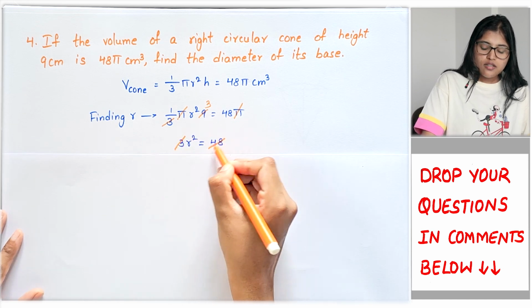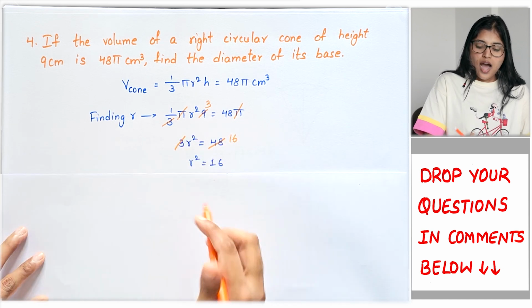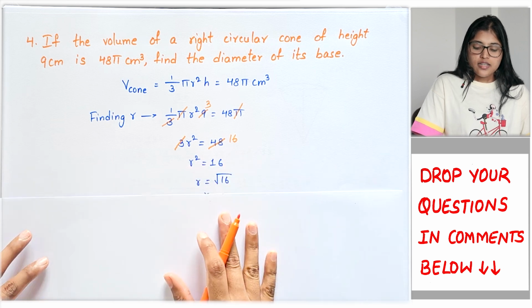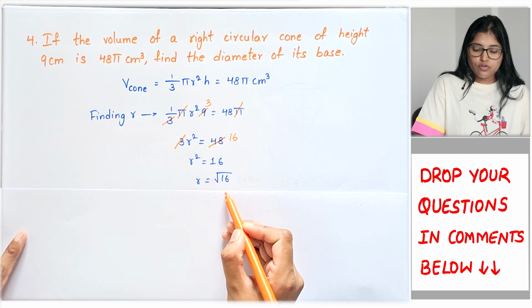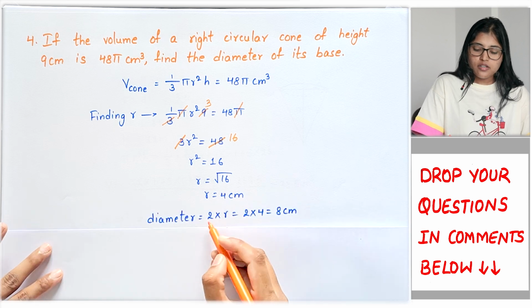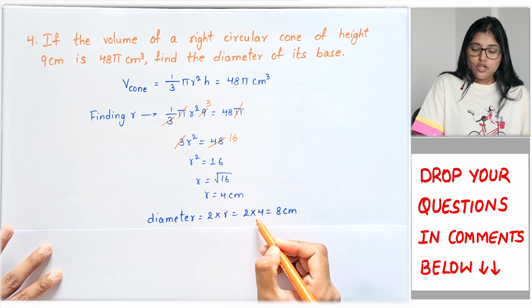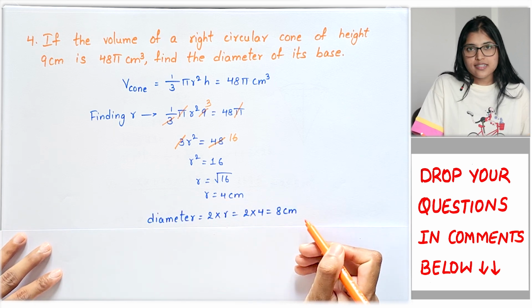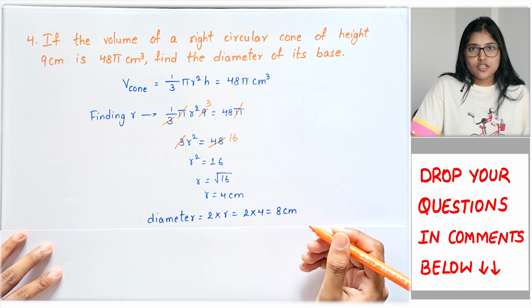Here 3 sixteens are 48. So r square is 16. That gives me r value as square root of 16, which is 4 centimeters. Now finding the diameter, I need to multiply r with 2. So 2 into 4 gives me 8 centimeters as the diameter of the base of the cone.